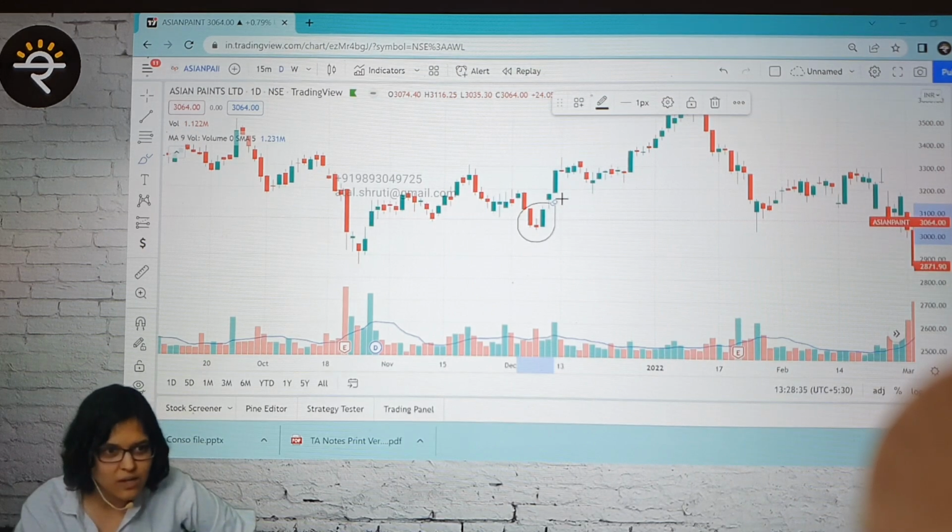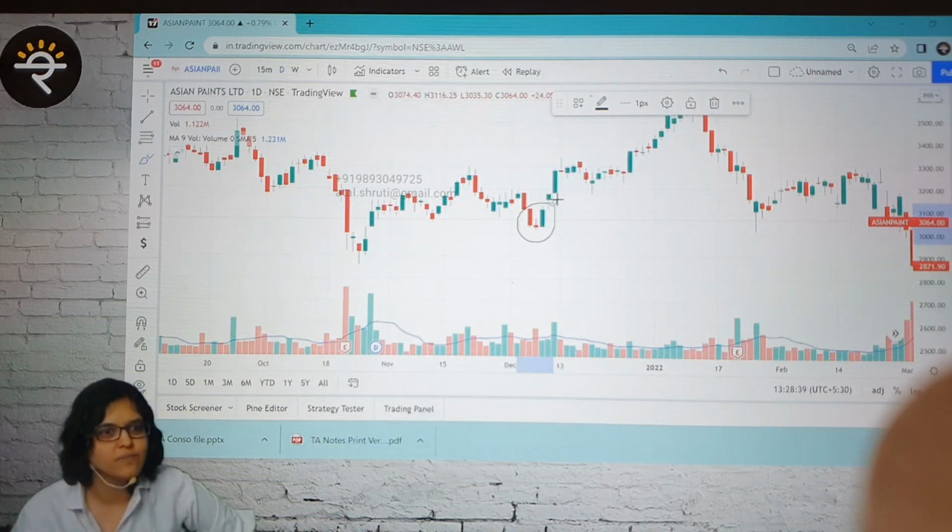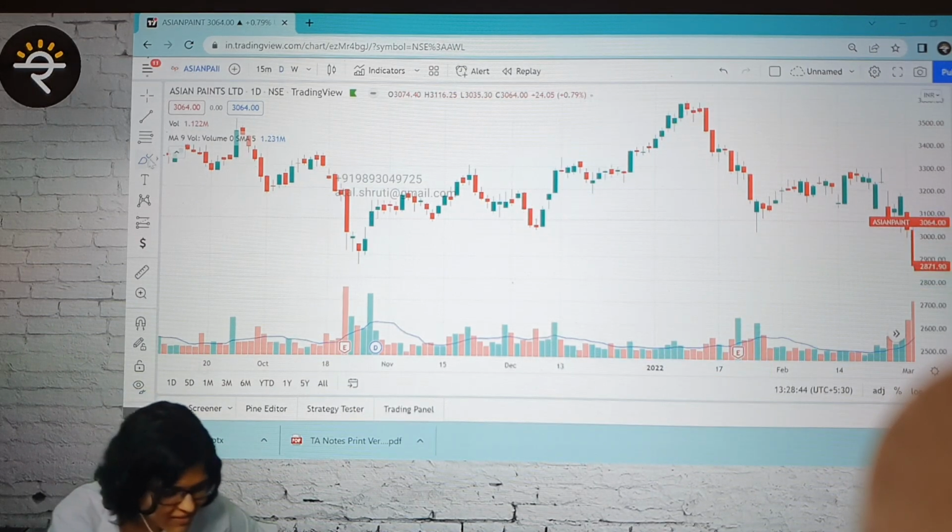Okay. But now is it clear? It's a morning star. See big red, followed by kind of a doji, and again big green. Yes? Last strike rate is good though.